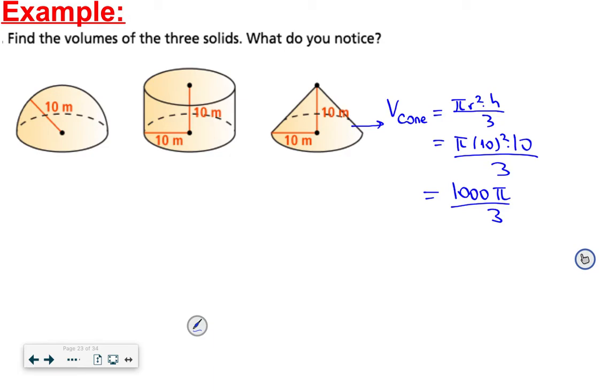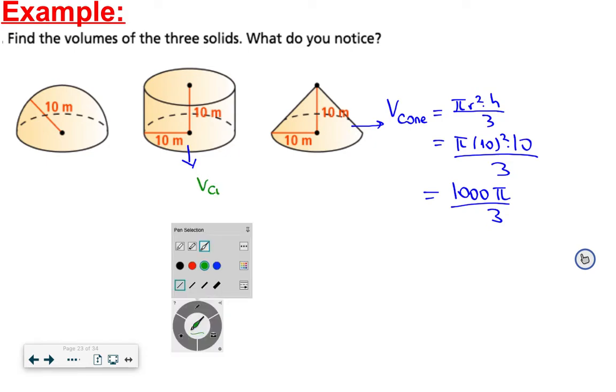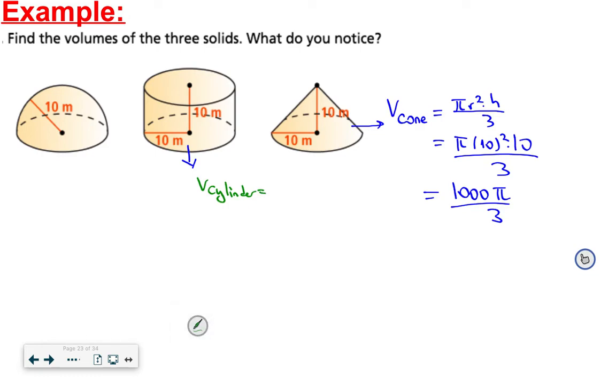Now, let's find the volume of cylinder. How can you find the volume of cylinder? Base area times height. What is the base? It is a circle. Pi r squared times height. As you see here, radius is 10, 10 squared times height is 10. From here, you will get 1000 pi as well, the volume of the cylinder.